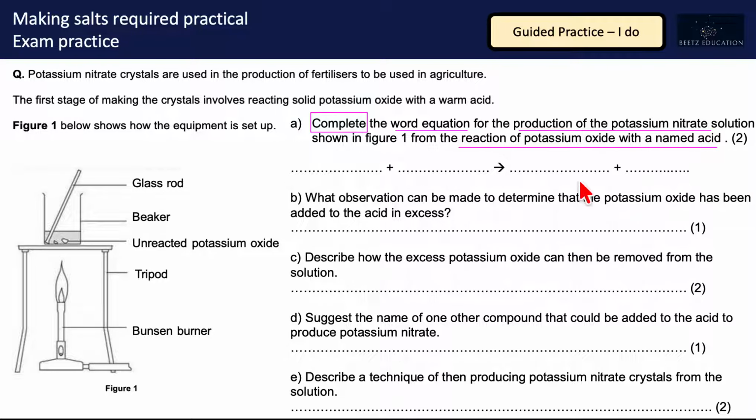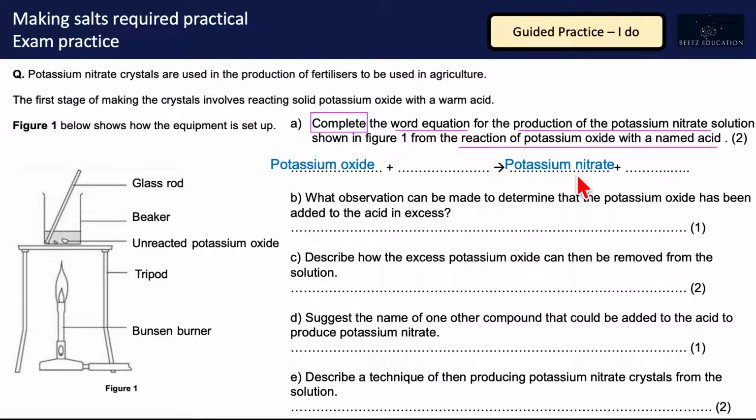So I know that's got to be a product. As shown in figure 1, from the reaction of my base, potassium oxide, with a named acid. I've got to come up with the acid myself. Well, first thing I'm going to do is put the known product, potassium nitrate, into the word equation.